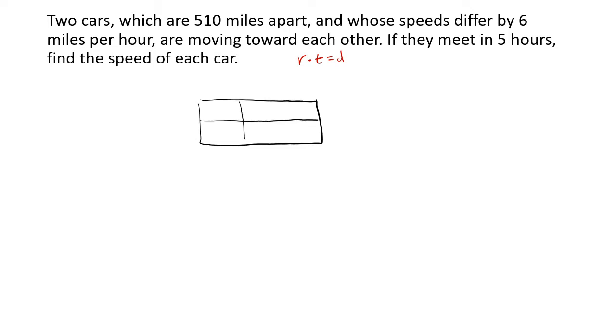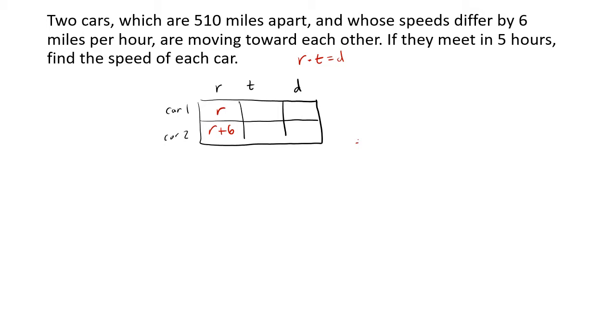I have car 1 and car 2. I have rate, time, and distance. We want to know the speeds of each car, so we want to know their rates. So let's say car 1 is r. Their speeds differ by 6 miles per hour. It doesn't matter which car is which here, so let's just say the second car is 6 more. We could also say 6 less, and we're still going to get the same answer in the end.